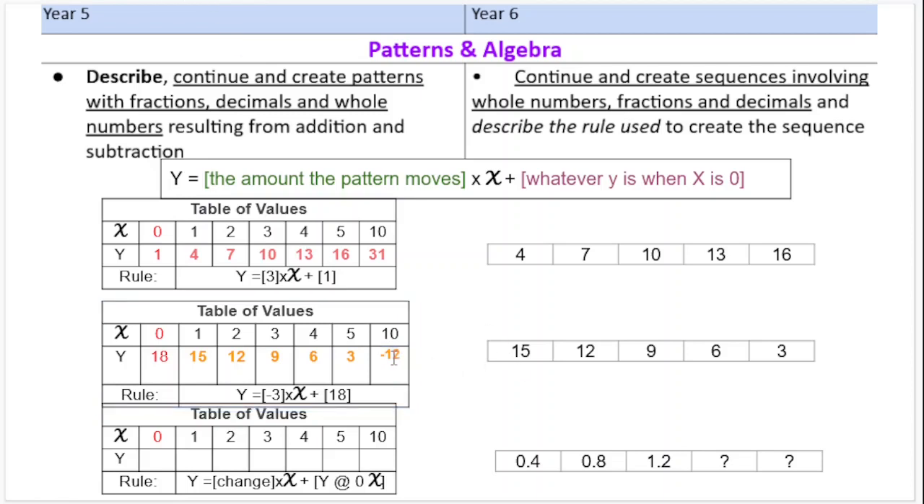Negative 12. You could also think of it as if you owed someone $30 and then you paid them $18, you still owe them some money, right? You still owe them $12. So you're still at a negative 12 of your net worth. Okay.